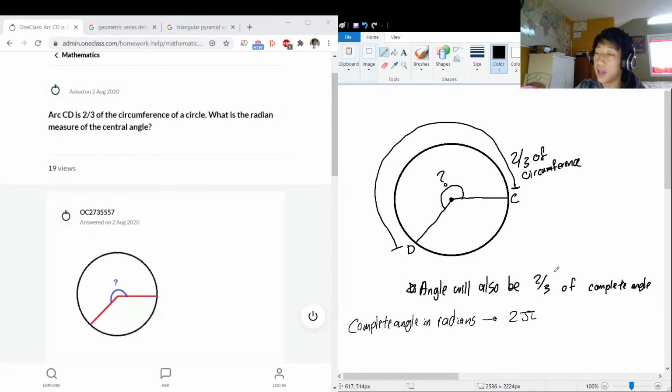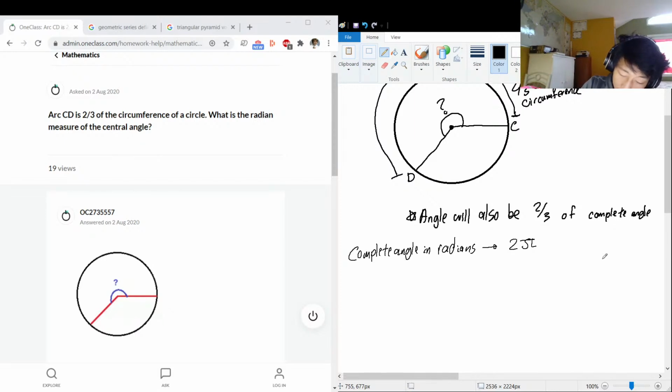So 2 pi is the angle that you do if you go, starting at C, loop-de-loop all the way around back to C. That is the complete angle of 2 pi. So the angle here for 2/3 of the way through is just going to be 2/3 of this entire angle here.